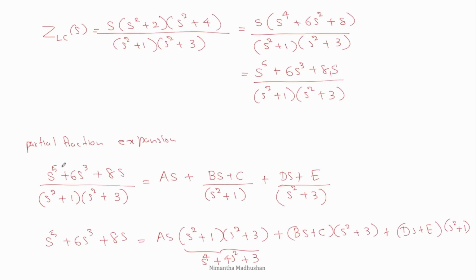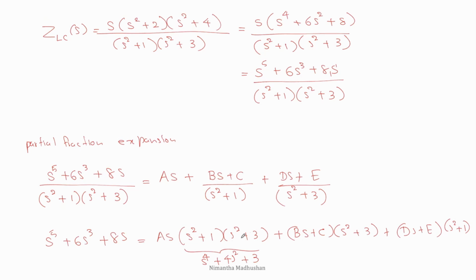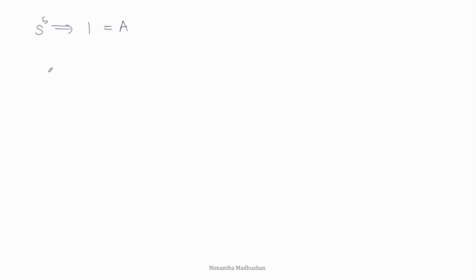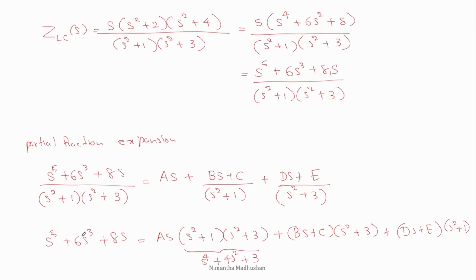First, I consider s to the power 5. From the left-hand side, the value is 1. From the right-hand side, as times s to the power 4 gives the s to the power 5 term, so it equals a, and there are no other s to the power 5 terms. Then the value of a is equal to 1. Then I consider s to the power 4. On the left-hand side there is no term for s to the power 4, and on the right-hand side there is none either. Then I consider s to the power 3.